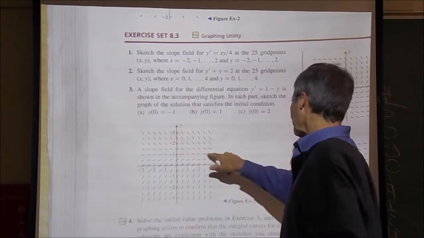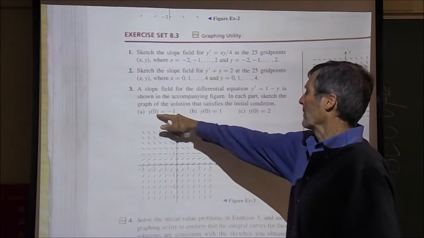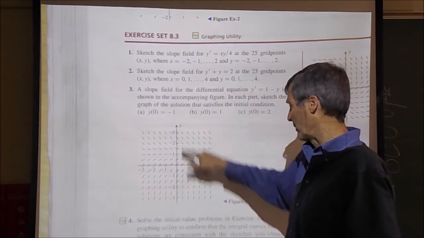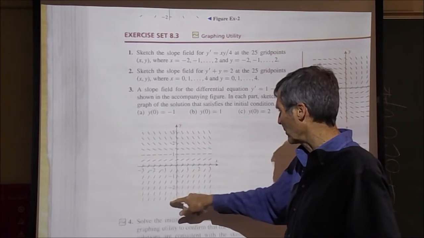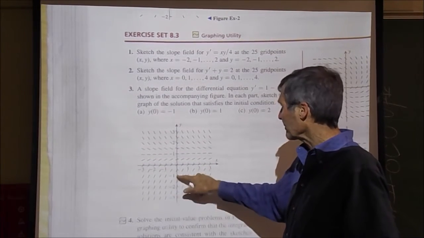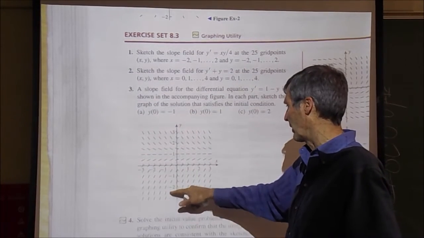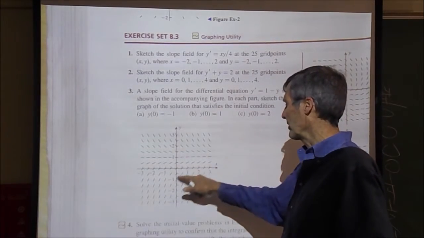Here's a solution right through here. Y of 0 equals -1 means it has to pass through the point t equals 0, y equals -1, so it's right here. We want the curve that goes through that point. The differential equation together with this initial value has only one solution, and it goes like this, if you wanted to sketch it.